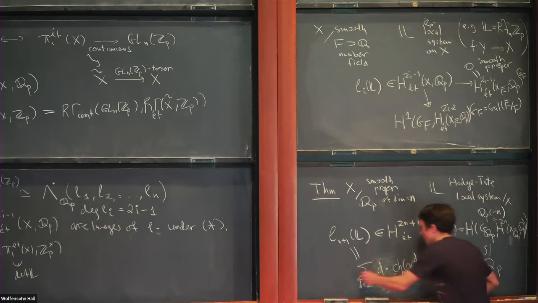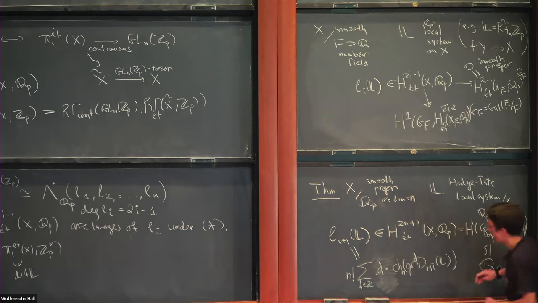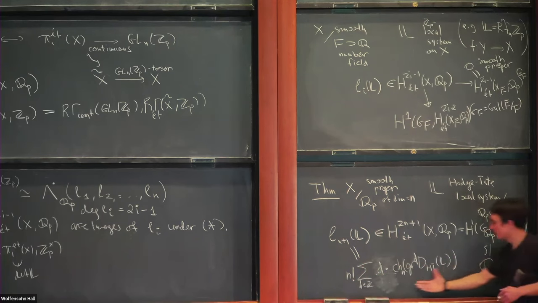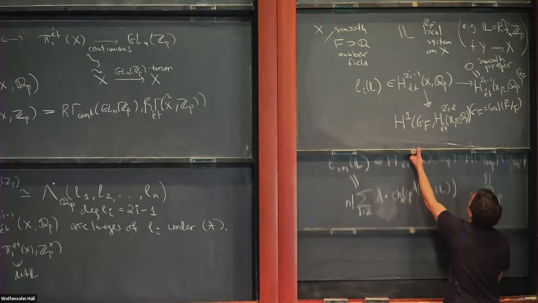And there's also a constant. I haven't yet quite told you how exactly I normalize Lazard classes. You'll have to trust me that this is my convention, but I'll put an n factorial in front. So the claim is that these a priori p-adic numbers are actually integers. I mean, these Chern classes are rational numbers, but n factorial clears all the denominators. And so this is this kind of weighted sum. And let me just remind you what this notation means.